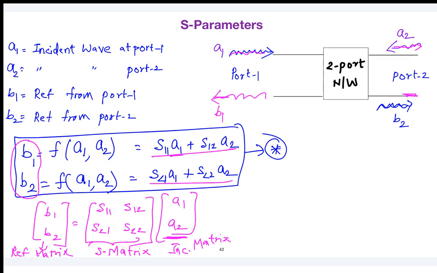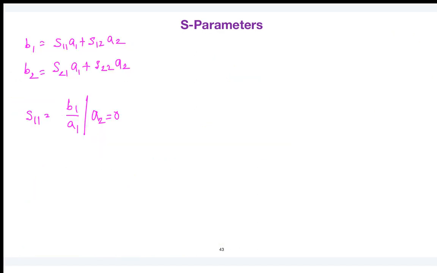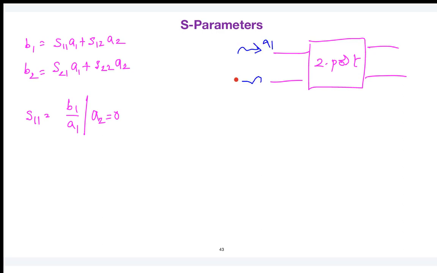Let me draw again here. This is your two-port network. This is your A1, and this is your B1. The incident wave is A2, and the reflected wave is B2. Can you tell me what this is called? So when you want to define S11, remember your A2 has to be equal to 0. When you measure S11 at this particular port, it is the ratio of how much energy is reflected back when you give some energy here.